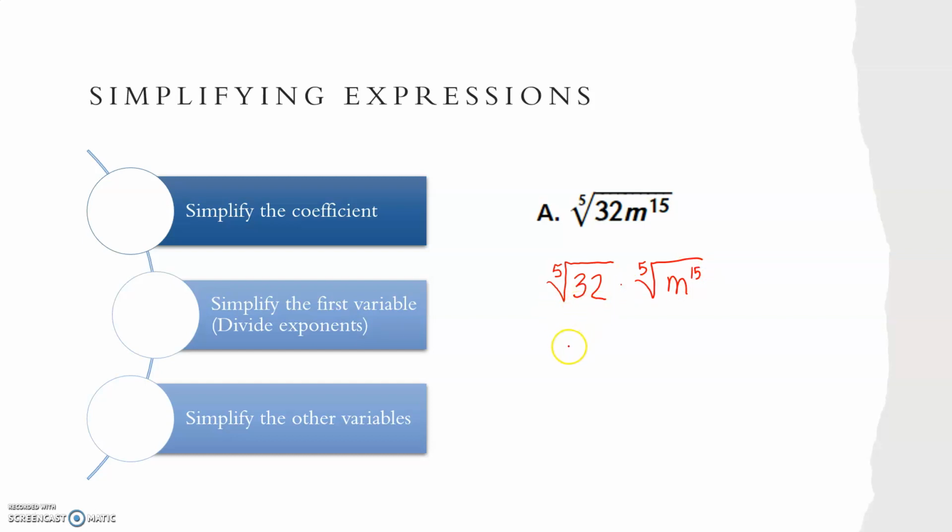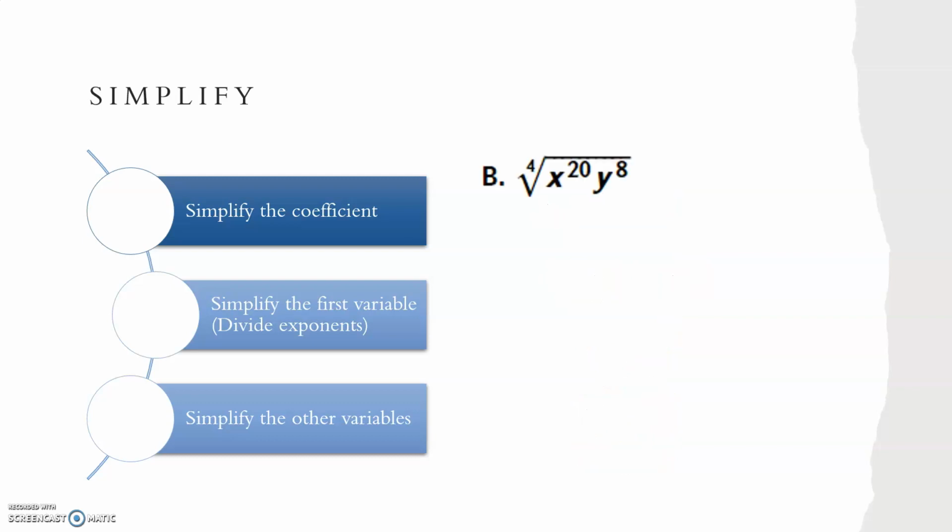I'm going to simplify the 5th root of 32, which I know is 2, and then for the variable part, I'm going to turn my exponents into a fraction. So the 5 is the root that goes on the bottom of my fraction, and the 15 is the top of my fraction. I can simplify because 15 divided by 5 is 3. So this is my answer after I do that. If I had more variables, I would do them as separate roots as well.